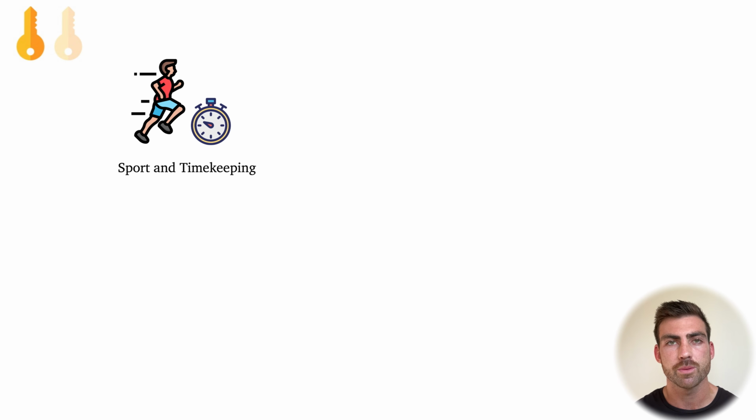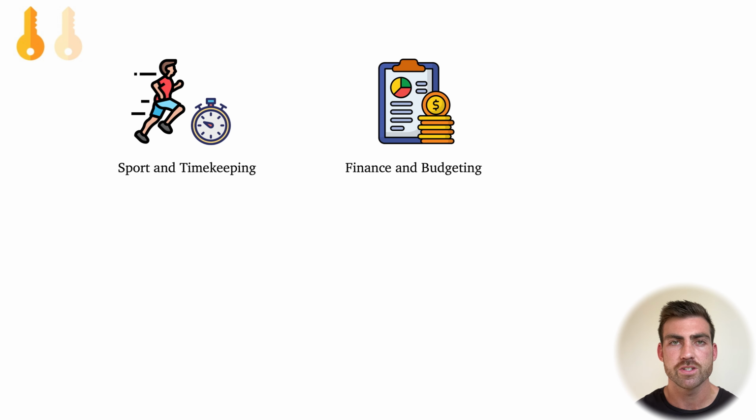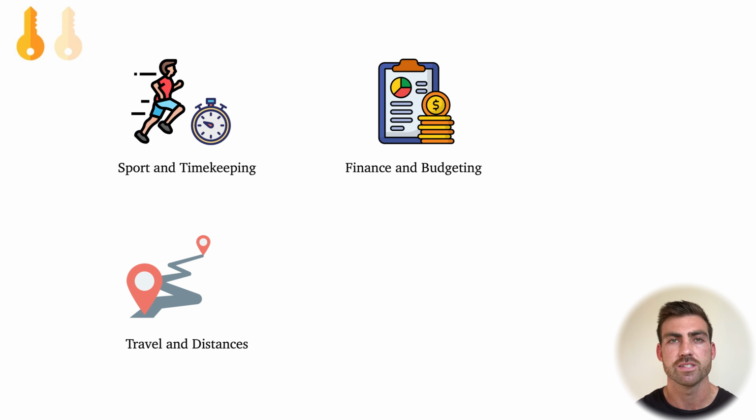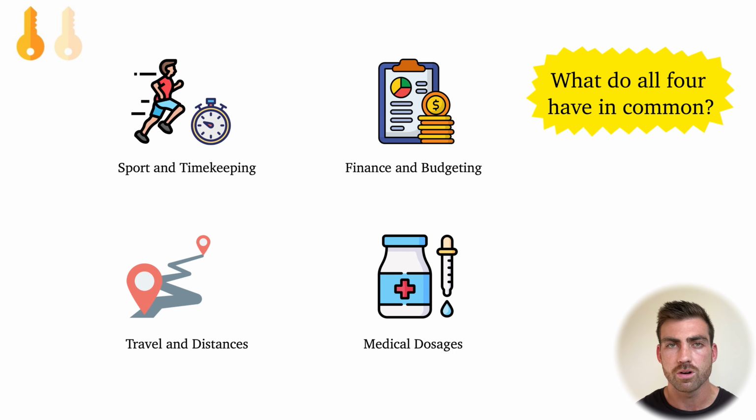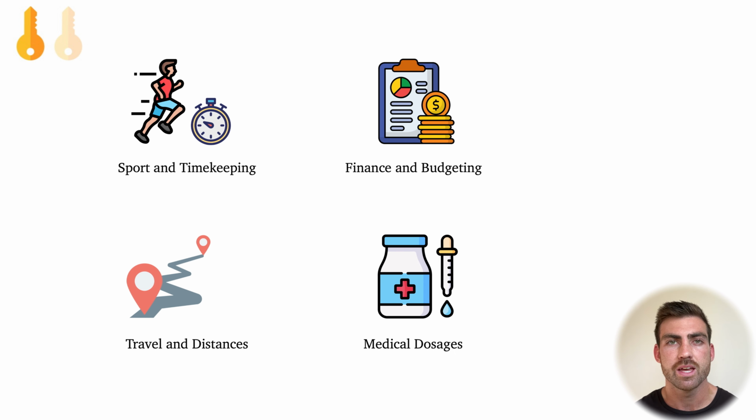Now the first key. Can you pick out the connection between the following scenarios? Sport and timekeeping, finance and budgeting, travel and distances, medical dosages. What do all four have in common? Yes, they are real-life examples of adding and subtracting decimals.